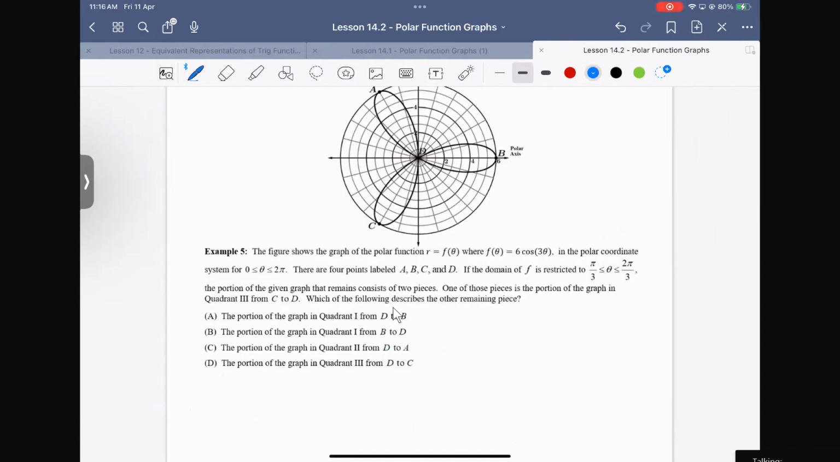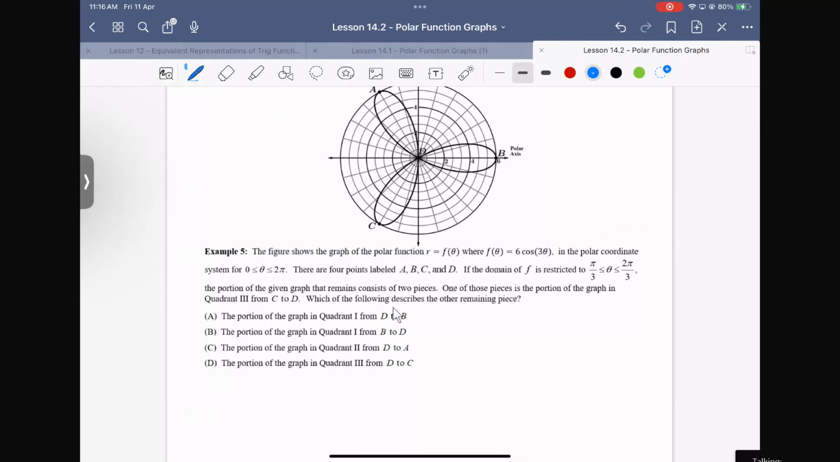Okay, so what we've got now, obviously it's going to be a cosine function. We've got 6 cosine 3 theta in the polar coordinates. We have the points A, B, C, and D. If the domain of f is restricted to pi over 3 to 2 pi over 3, which portion of the graph are we going to be restricted to? The portion of the graph given remains in 2 pieces.